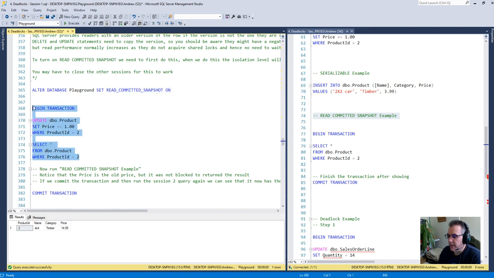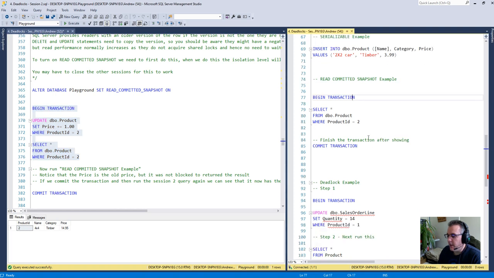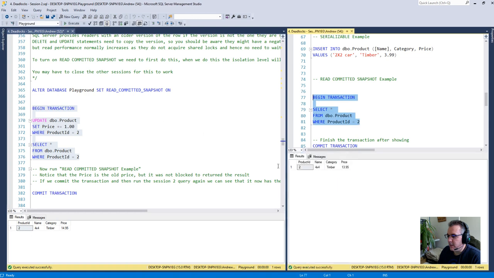So we have changed the value here. We haven't committed or rolled back. If you remember previously with the default read committed, it would block. It would wait until this transaction's done. So let's start the transaction and select. And what happens is it returns immediately, but you notice the price is $13.95 and not $14.95. So the price is the older price, but it was not blocked to return the results.